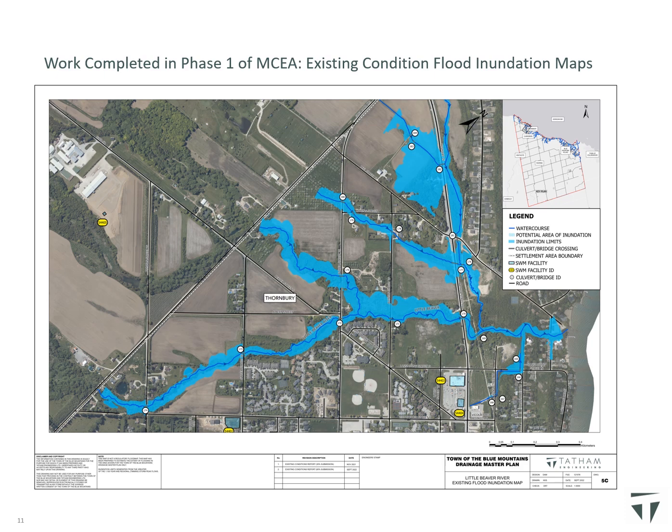An example of the flood inundation maps prepared as part of the existing conditions analysis is shown on this slide. It's noted the flood inundation maps are not regulatory flood maps and do not define the regulatory floodplain for the modeled watercourses. The full set of flood inundation maps can be found online at the Drainage Master Plan project webpage on the town's website.